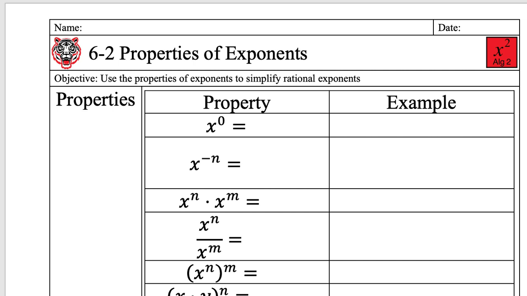Does anyone have an extra copy of the notes for Cheyenne? Look around. Extra copy of the notes. Oh, I have 2 extra copies. One is for Emily, one is for Cheyenne.